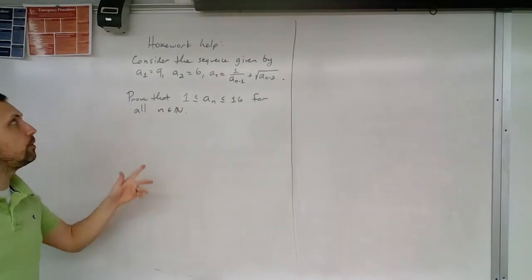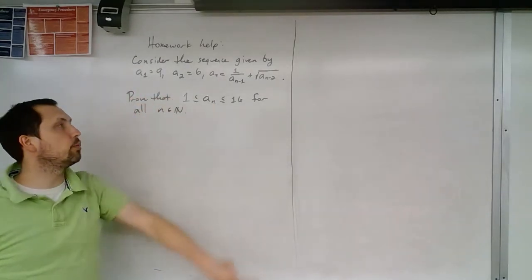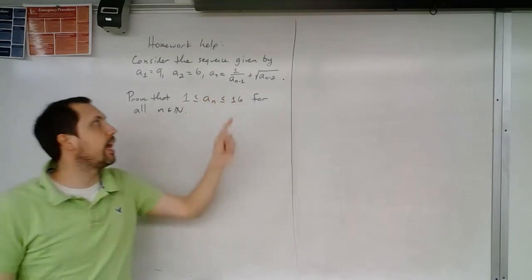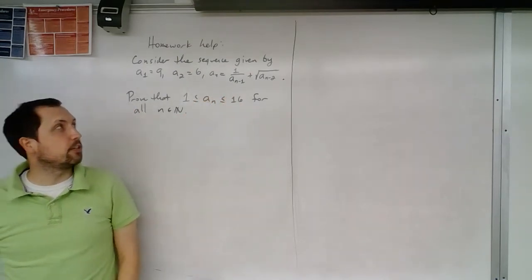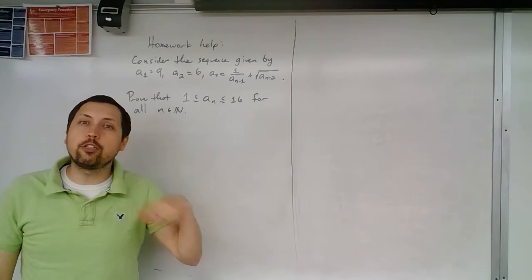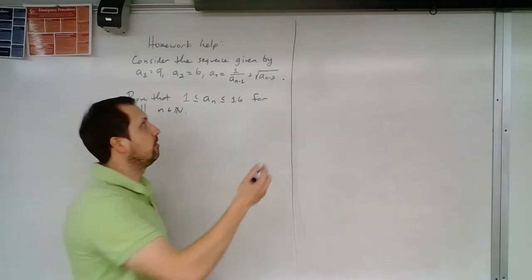All right, so let's consider the sequence given by a sub 1 equals 9, a sub 2 equals 6, a sub n is equal to 1 over a sub n minus 1 plus the square root of a sub n minus 2. So we could do some examples of this if you'd like to get a feel for it, right?